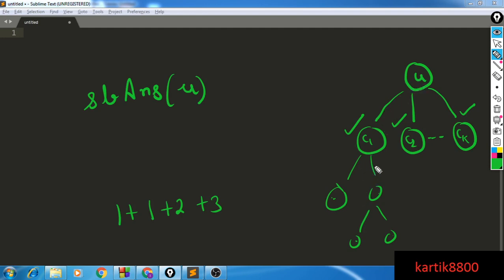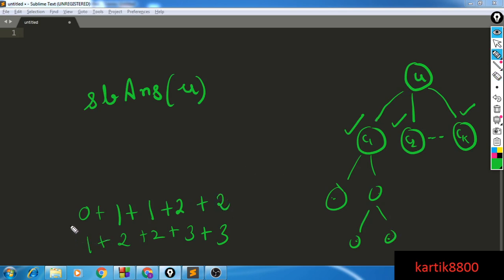Now, if I evaluate the distances of all these nodes from U, the distance from C1 to C1 itself is 0. Now let's see what the distances from U to all these nodes are. The distance from U to C1 is 1. The distance from U to this node is 2. The distance of U to this node is 2. To this node, the distance from U is 3. And here it is again 1, 2, and 3. I guess I have written this thing incorrectly. This has to be 2. From C1, the distance of this node is 2. Yeah, I've written this incorrectly.